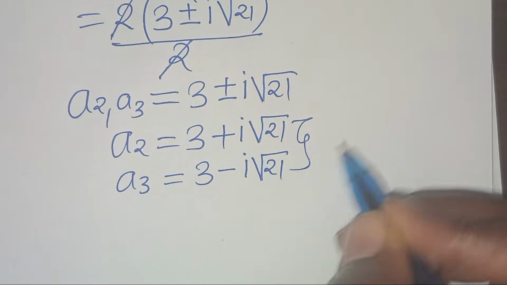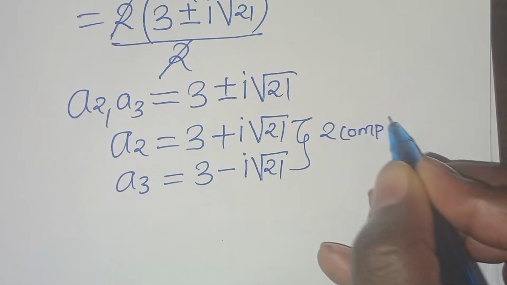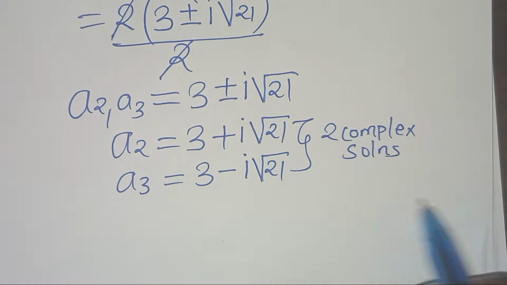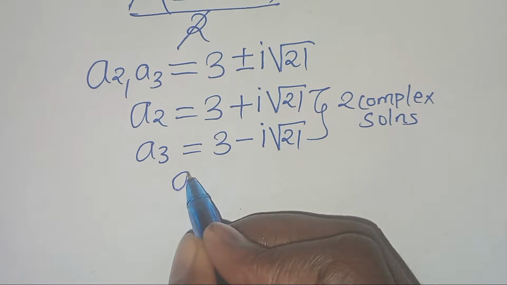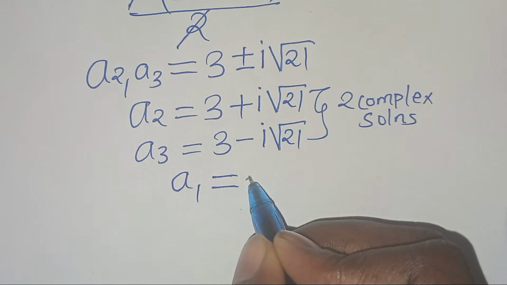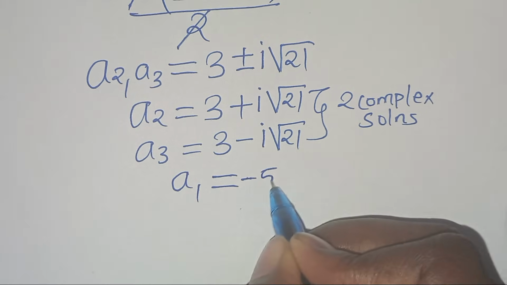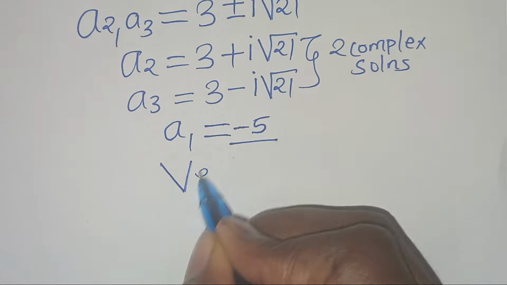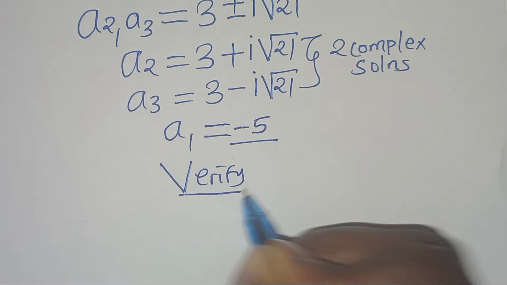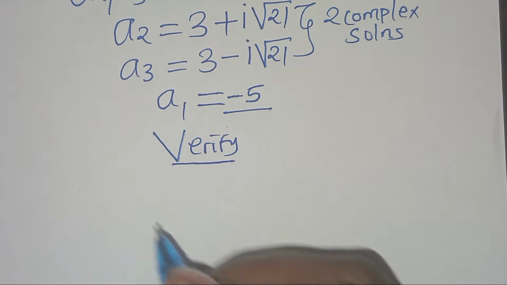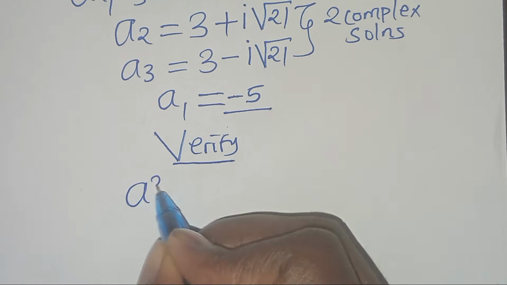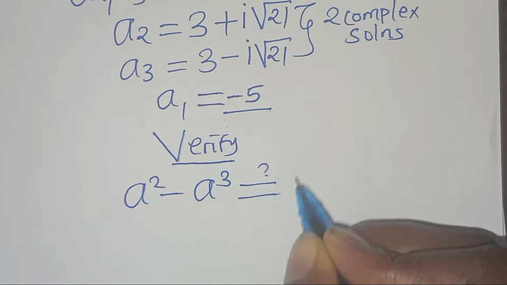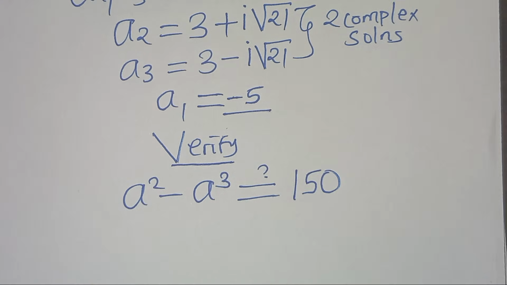So again, these are two complex solutions for this algebra problem. We only have one real solution here, which is a1, which is equal to minus 5. Now, let's verify that this real solution here satisfies the equation. So we have that a squared minus a to the power of 3 should give us a value of 150.